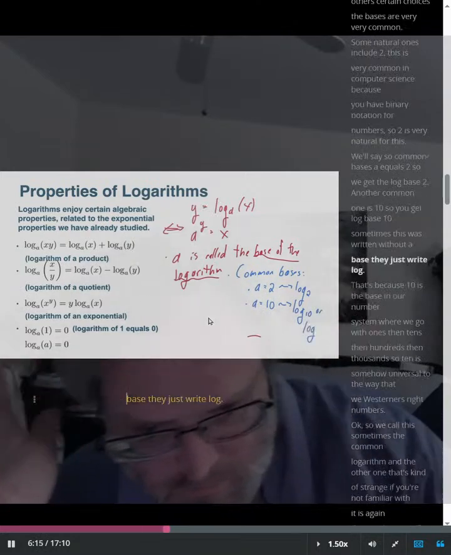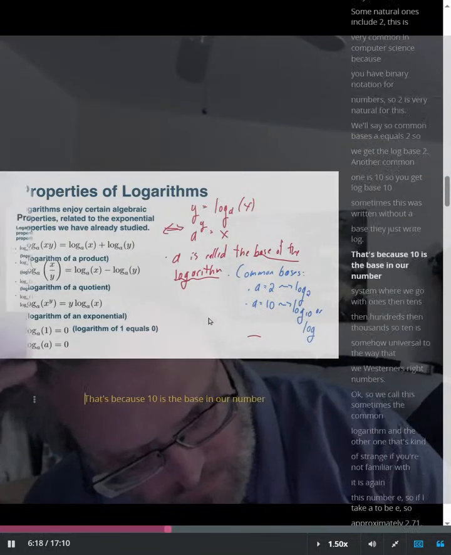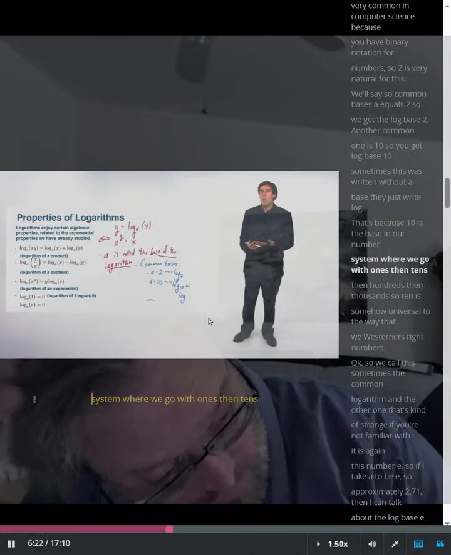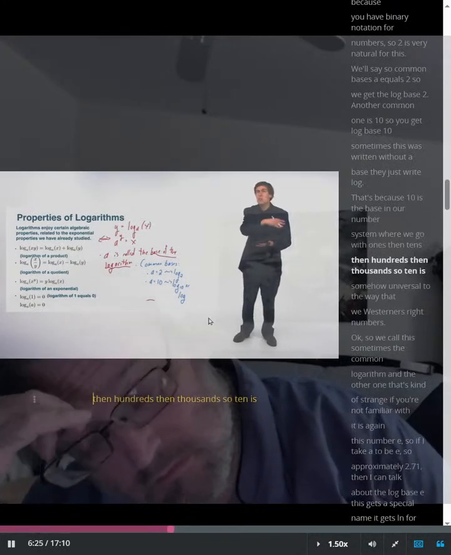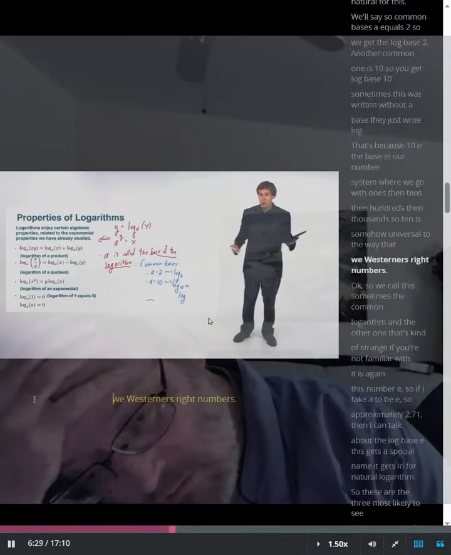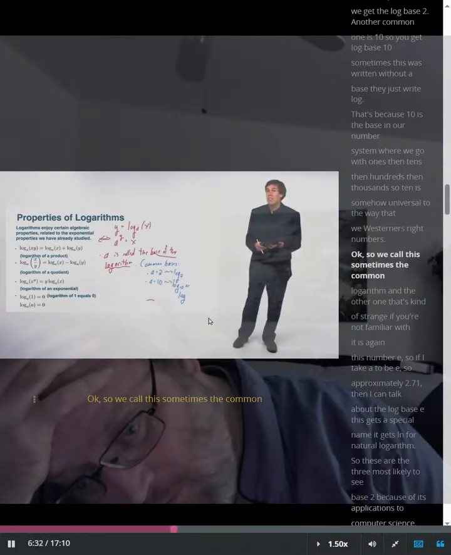Sometimes this one is written without a base. They just write log. Okay? That's because 10 is the base of our number system. Right? We go with ones, then tens, then hundreds, then thousands. So 10 is somehow universal to the way that we Westerners write numbers. Okay? So we call this sometimes the common logarithm.